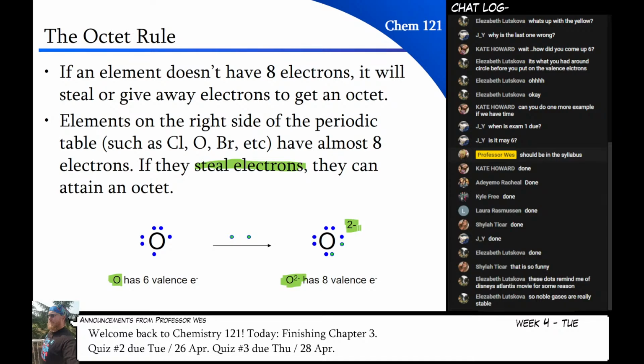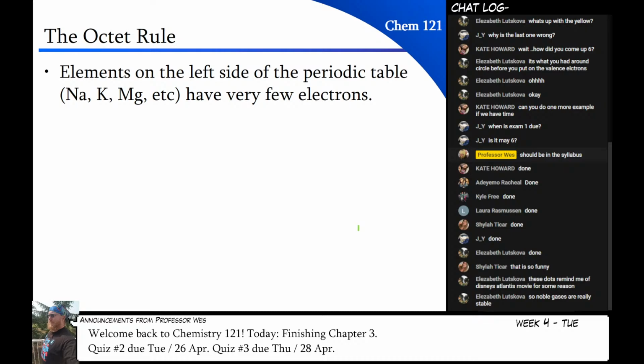So by adding 2 electrons to oxygen, we have made it O2- or oxide. We'll talk about the names later. But we have added 2 electrons, so we've changed its charge from 0 to -2. All right, so adding electrons is pretty trivial. We just have to get to 8, right?